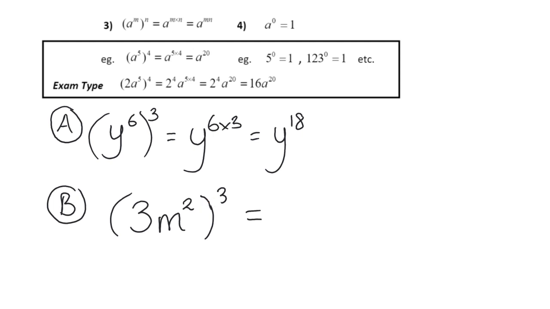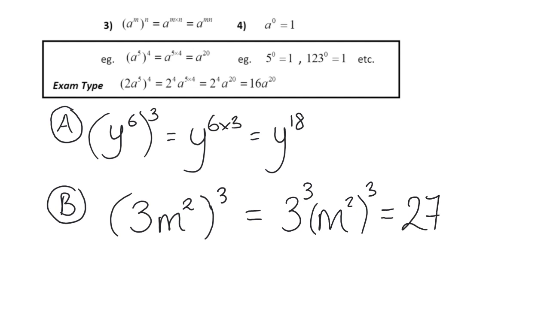But that's not what we want to do. We need to remember that we need to take the 3 to the power of 3 and the m squared to the power of 3. So if we deal with them individually, 3 to the power of 3 is 27, and then the m squared to the power of 3 gives us m to the power of 6. The important thing is that we need to remember, rather than leaving it as a 3, we've got 3 times 3 times 3 to give us our 27.